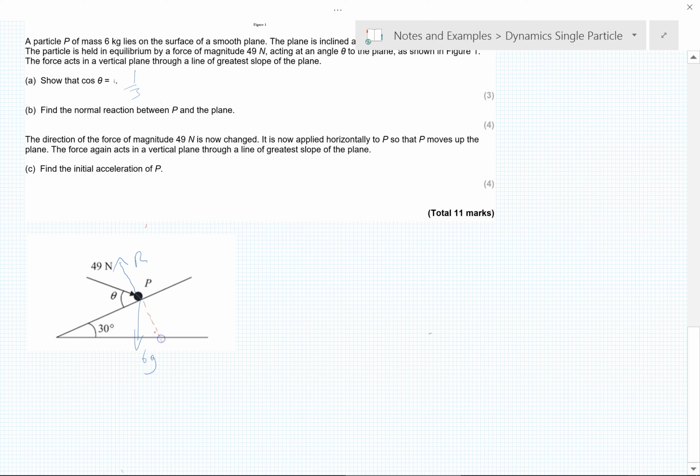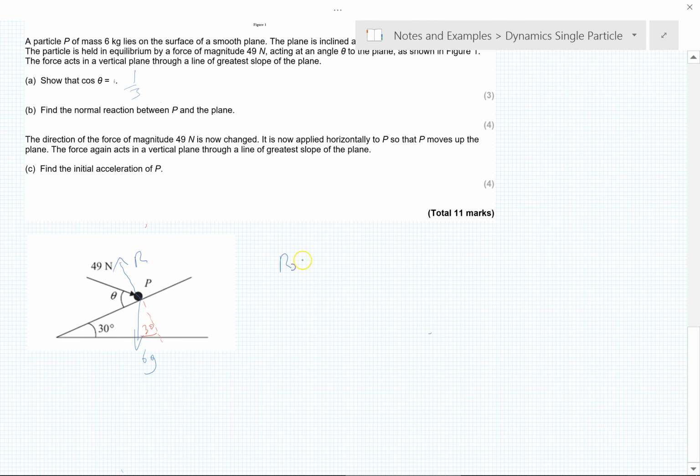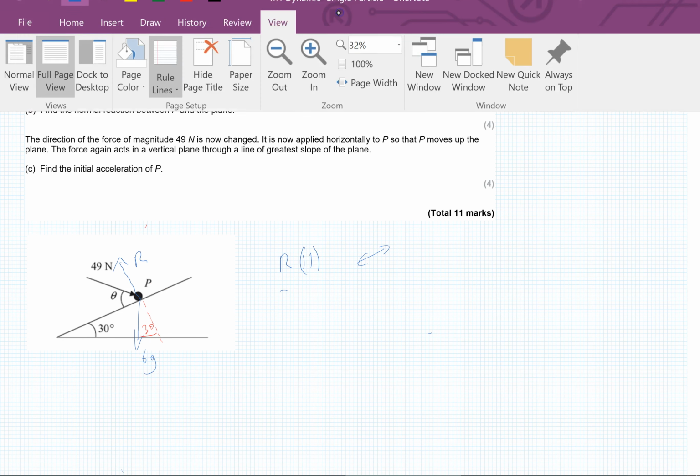Now we are going to go parallel and perpendicular, as we almost always do with these cases. It says, so that cos theta equals a third, and find the normal reaction force. Well, if we resolve parallel to the plane, forces up are going to be equal to forces down. So resolve parallel to the plane, we have forces in this direction must be balanced, and in this direction must also be balanced, parallel in that direction.